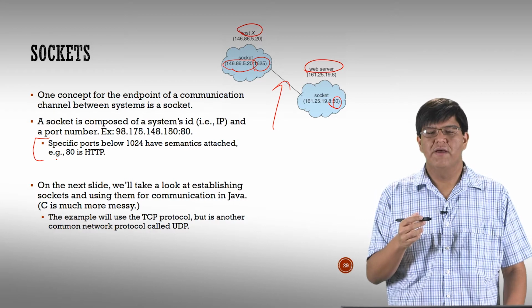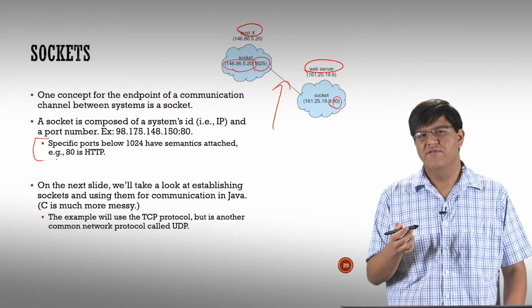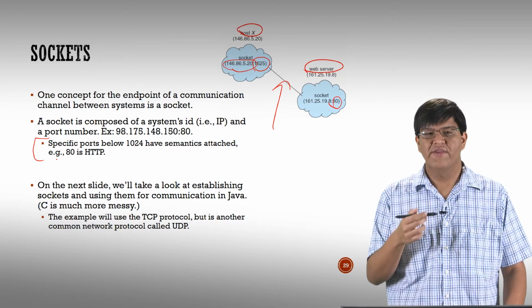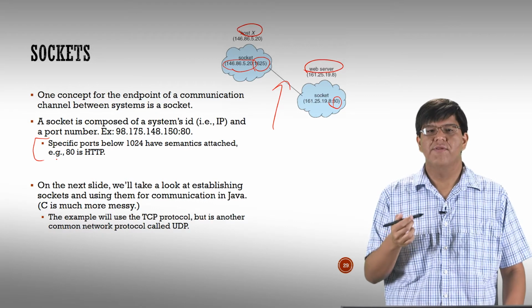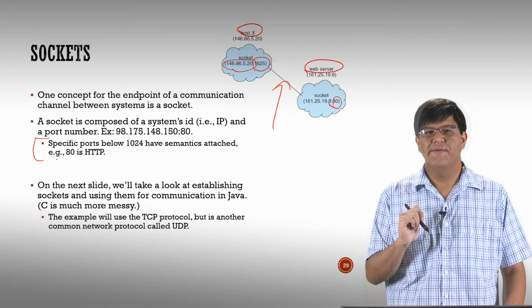And so you can imagine, TCP is more reliable, versus UDP is faster, because you don't have to wait to get confirmation that something worked out. So for now, we'll just look at TCP.